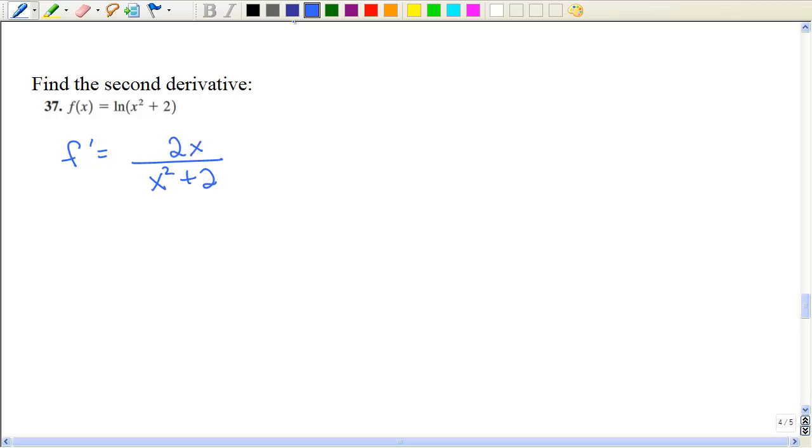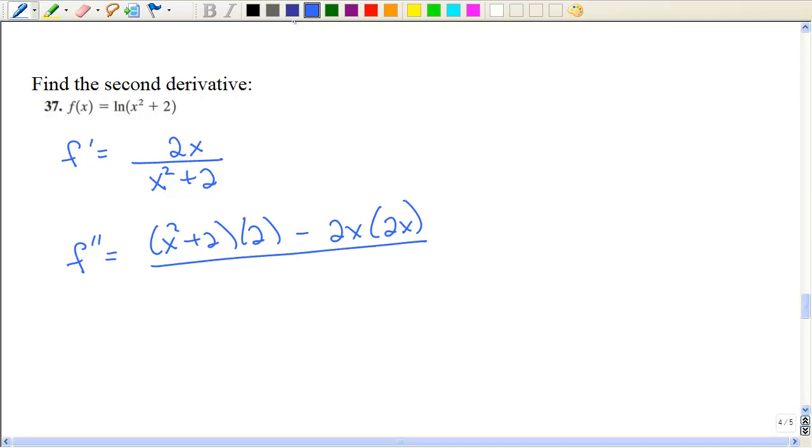Can't simplify that. Now, notice we don't have a natural log. So we're going to have to use the quotient rule: the bottom times the derivative of the top minus the top times the derivative of the bottom, all divided by the bottom squared. I think this is a very interesting problem because we go from the natural log to not the natural log.